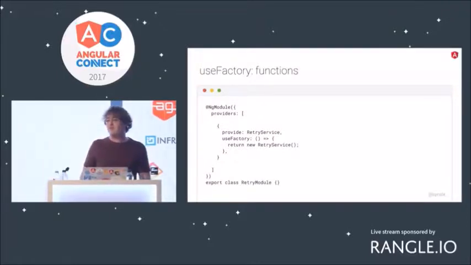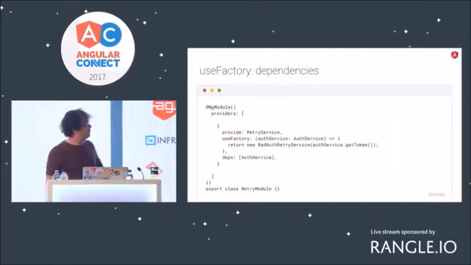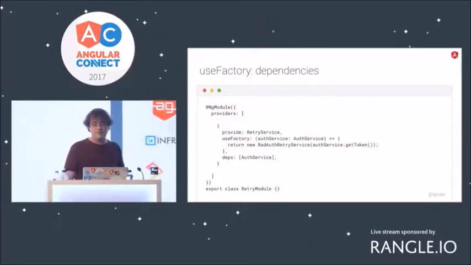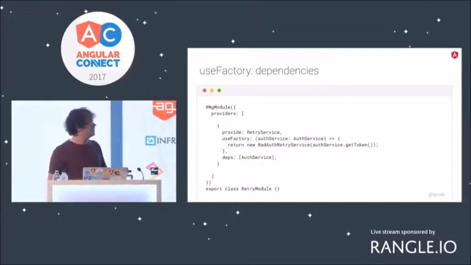And if you want your factory to have arguments and those arguments to be injected, it's unfortunately not enough to just specify types in TypeScript. You actually have to literally declare out what types your arguments are in this deps array. And so that can be a little annoying, and you can trip up on that. In this case, retry service is using an auth service to get a token from it before it creates it in the factory.